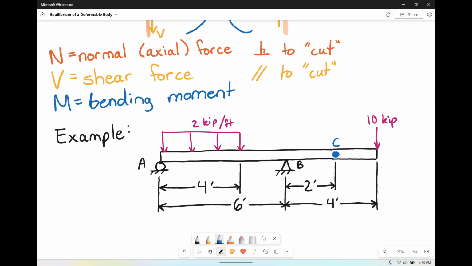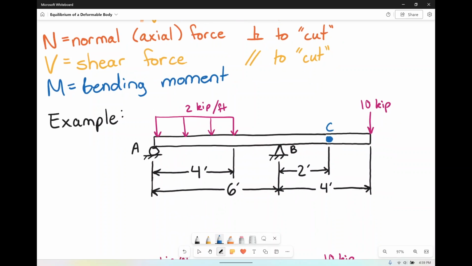Solving this problem right now, you'd just be solving for the reaction forces of A and B, and that's just statics. So again, solids is the internal forces, so we have to pick a point that we actually want to find the internal forces at. And the point that we're going to do that is C, and C is 2 feet to the right of B. So we want to find the internal forces at C.